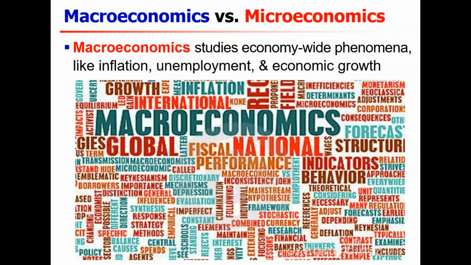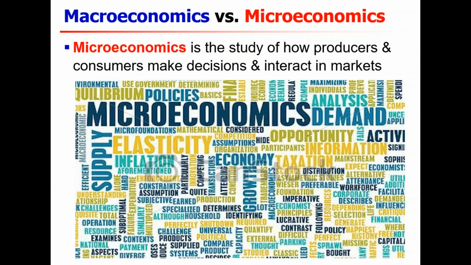Macroeconomics is primarily studying economy-wide phenomena: inflation, unemployment, economic growth. These are things that you measure on a national level and sometimes an international level, but broad, economy-wide phenomena. Whereas micro, not surprisingly, focuses more narrowly than macro. Micro is instead the study of primarily individual markets, individual transactions and interactions: how producers and consumers make decisions, how they interact in markets. So it has a much more narrow focus.